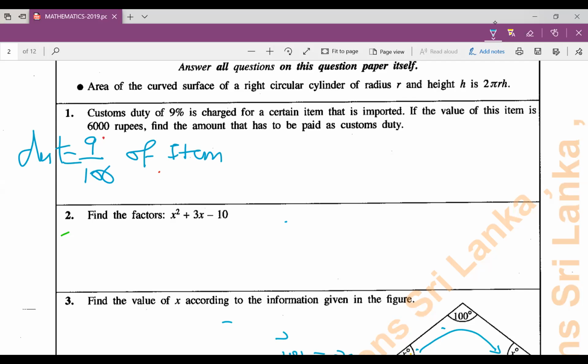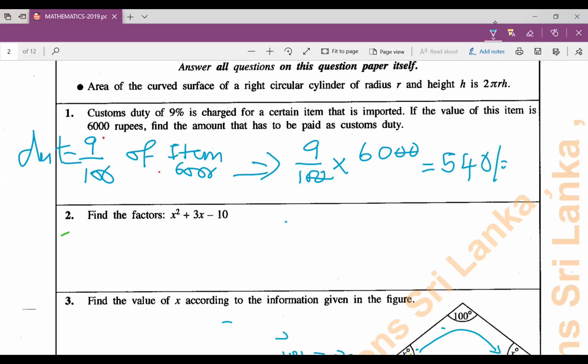We know the price of the item is going to be 6,000 rupees. So it is 9 over 100 times 6,000. Simplifying, 2 zeros cancel with 2 zeros. So 9 times 6 is 54, and then 0. So 540 is the answer for that.